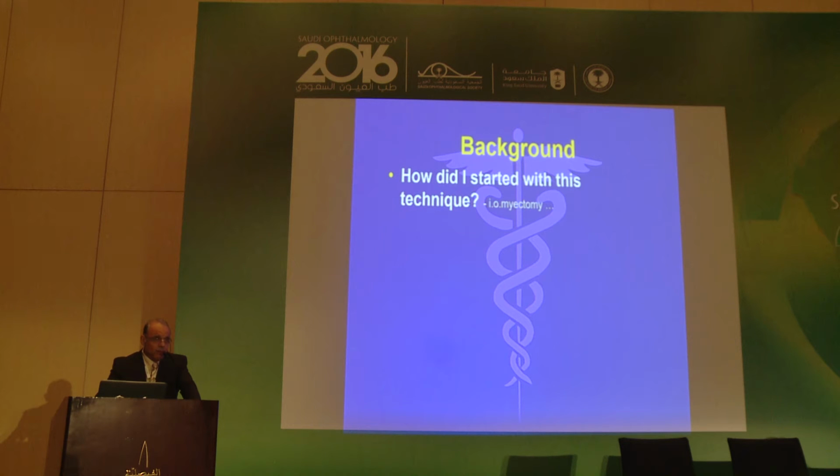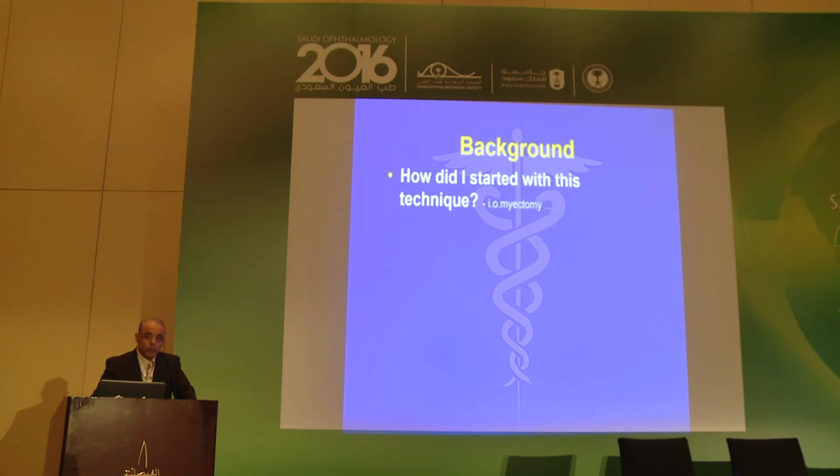Background: how did I start this technique? I started when I worked on the inferior oblique myectomy, and I found after some time it was reattached. That's the beginning idea. Then I started adjustable suture. I found the next day it's not necessary to readjust it, especially for recession muscle, and you find the eye motility is very good.